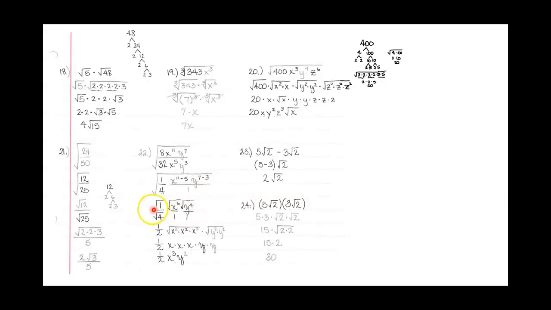So let's break that into separate pieces. The square root of 1 would be 1. The square root of 4 would be 2. And then for our x to the 6th, we can write that as x squared times x squared times x squared. And then our y to the 4th is y squared times y squared. So the square root of x squared is x, three times. Square root of y squared is y, twice. So let's put together what we have. So x times x times x would be x cubed, and y times y would be y squared.